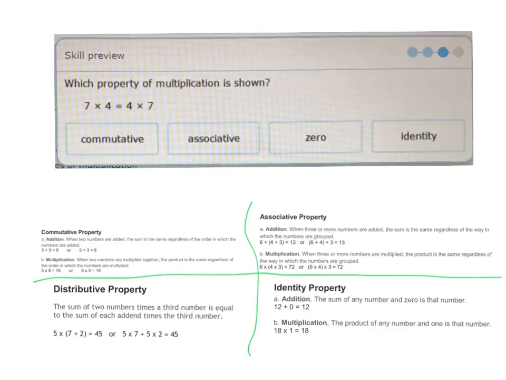That's the idea. So in this first example, it says, which property of multiplication is shown? The idea that 7 times 4 is equal to 4 times 7. The order doesn't matter. If we look down here, that was explained with the commutative property. Commutative. Doesn't matter if it's 3 times 5 or 5 times 3, still equals 15. 7 times 4 is 28. 4 times 7 is 28.